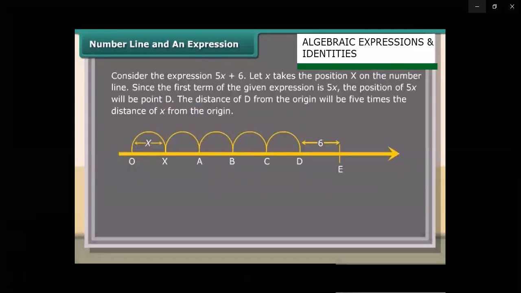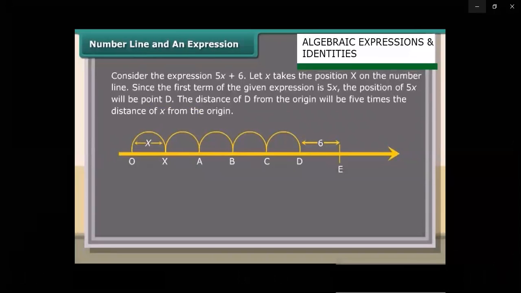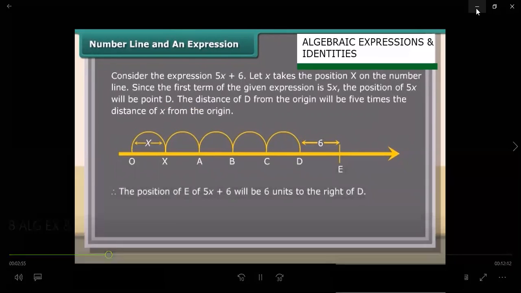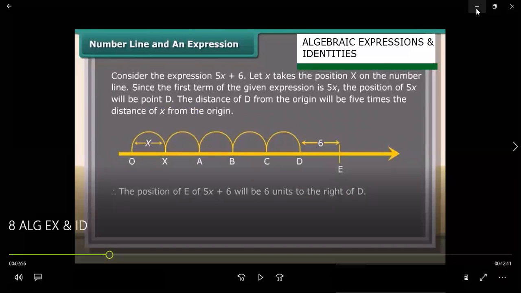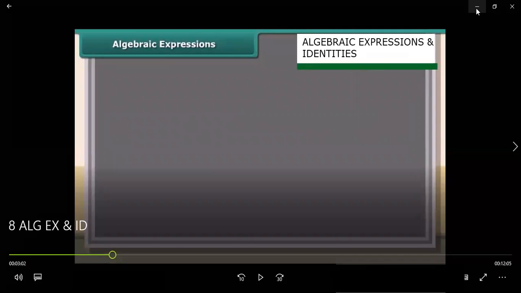Then the distance of D from the origin will be 5 times the distance of x from the origin. So at position D, we are getting 5x. Therefore, the position of E will be 6 units to the right of D. Got it? So it will be 6 units to the right of D. So at that point, we get the position of point E as the algebraic expression 5x plus 6.